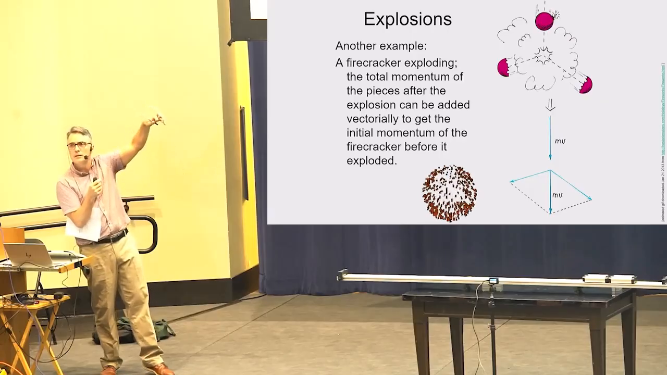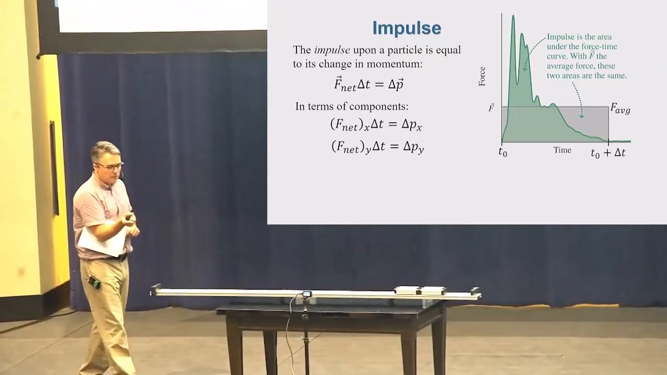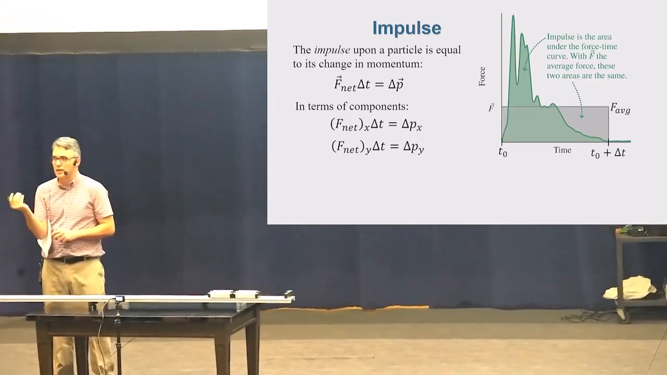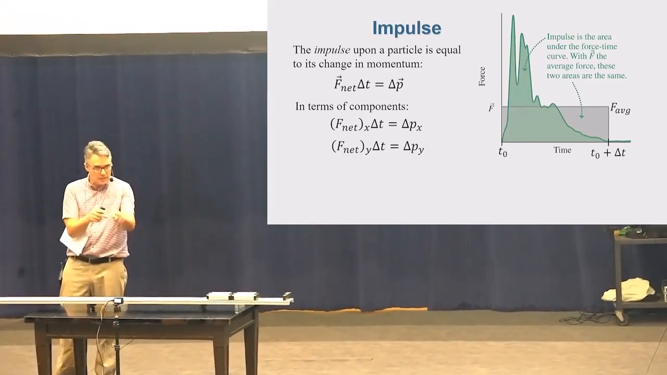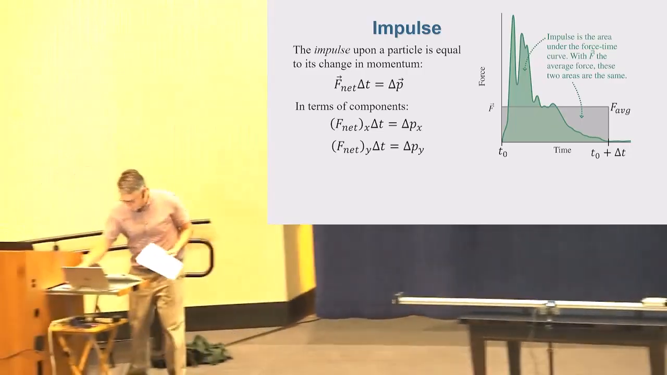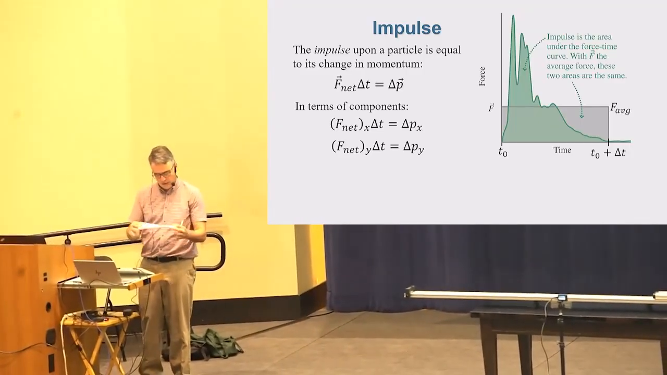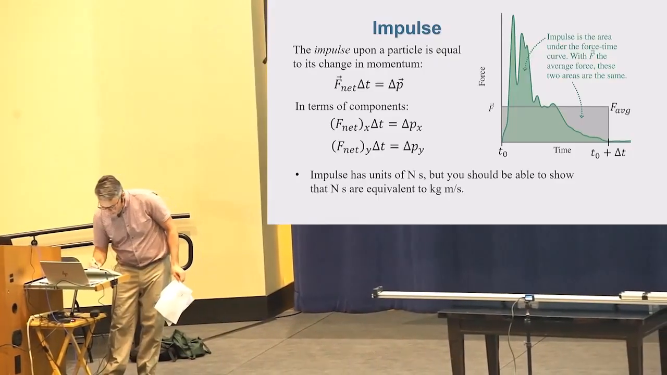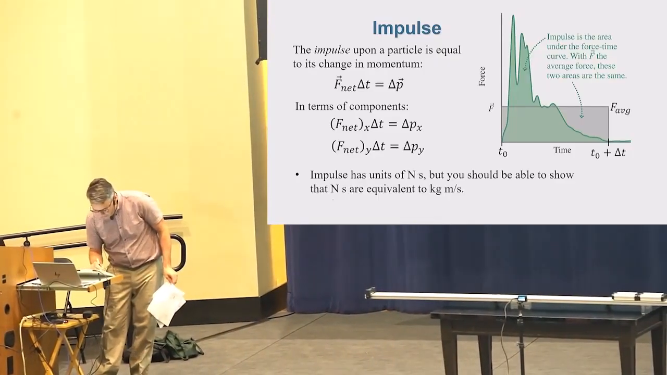So the textbook talks about impulse, which is actually an integral, but the idea is that it's the net force times the delta time. And this is getting back to exactly your comment about newtons times seconds, which is that we should do a units check here. Let's see if we can show it. Impulse has units of newton second, but you should be able to show that newton seconds are equivalent to kilogram meters per second.